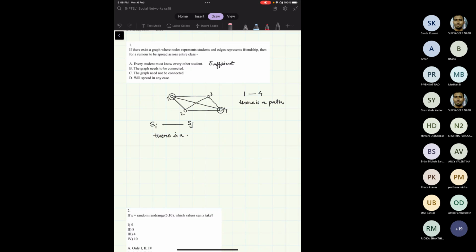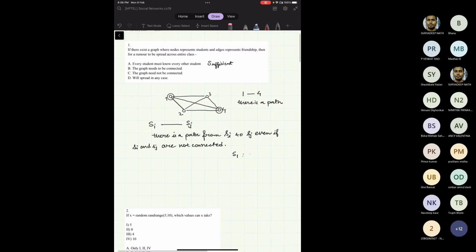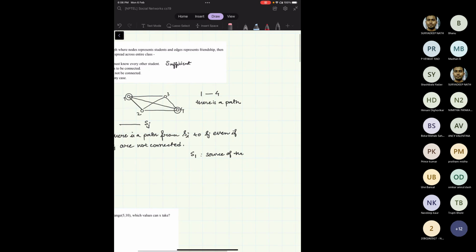So there is a path from Si to Sj, even if Si and Sj are not connected. So this ensures that, suppose consider, let's say S1 to be the source of the rumor.